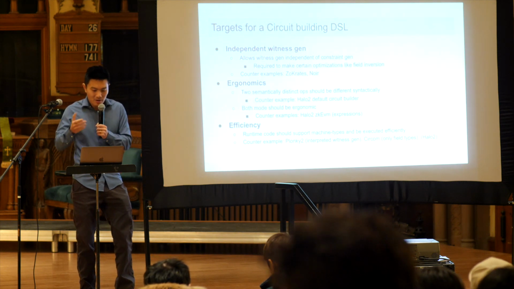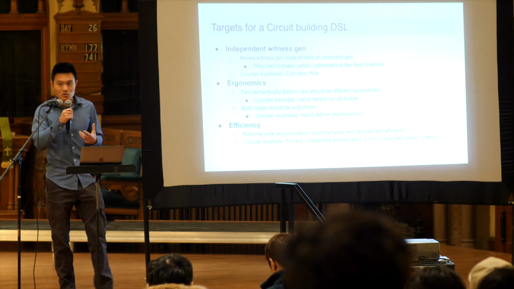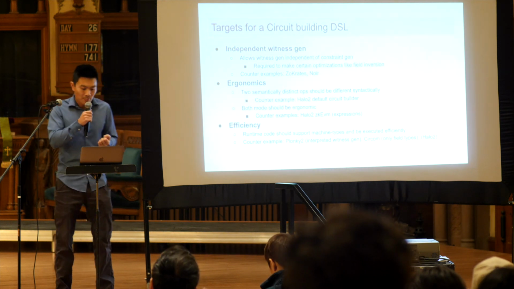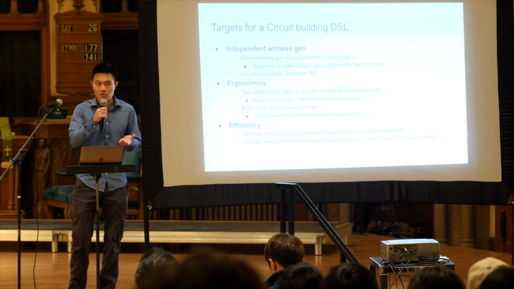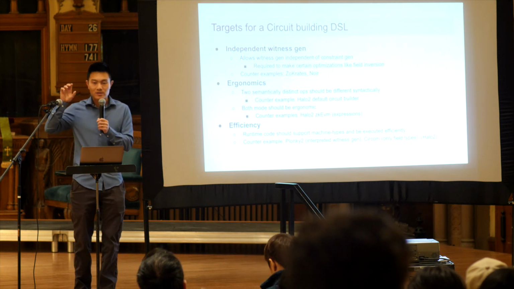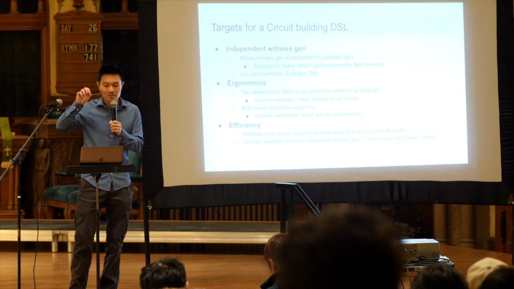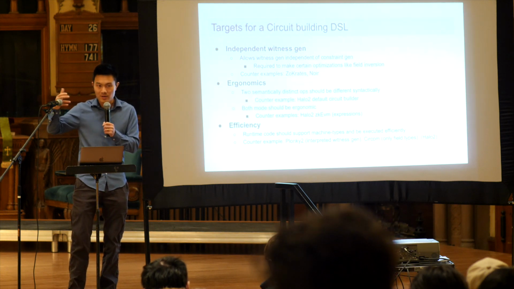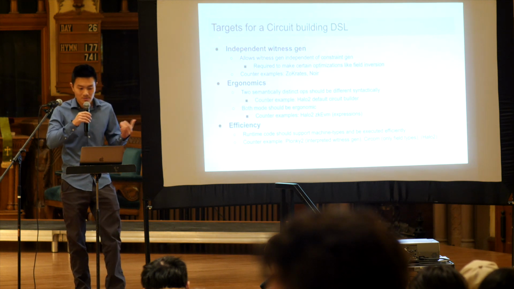Let me give some counterexamples to why current libraries do not achieve these targets. Libraries like Noir and Zokrates do not currently have separate witness generation. So you cannot say that I'm going to allocate a constraint and compute it in some manner during witness generation time, but I'm not going to constrain it yet. That's not doable in these languages.